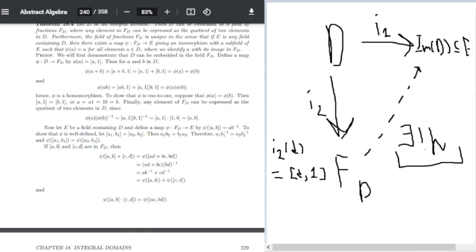psi of A/B is equal to AB minus 1. To show that psi is well defined, let A1/B1 be equal to A2/B2.